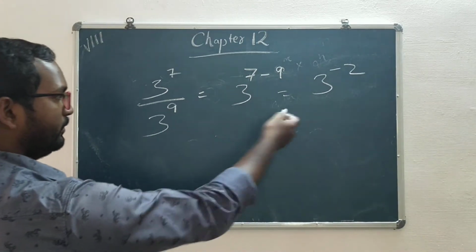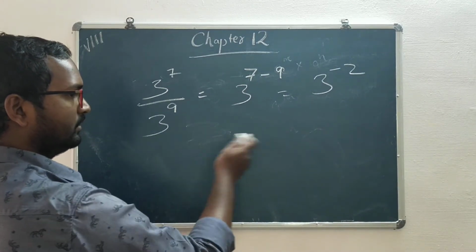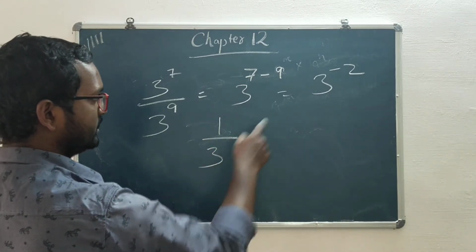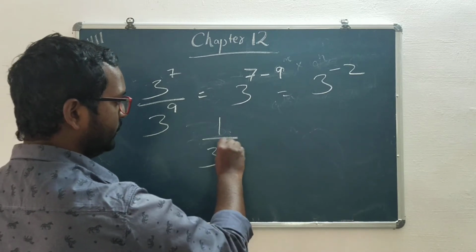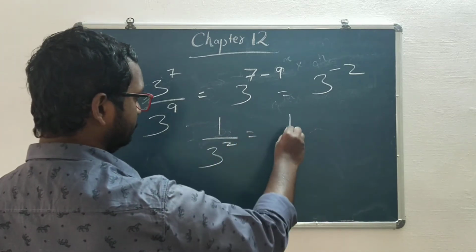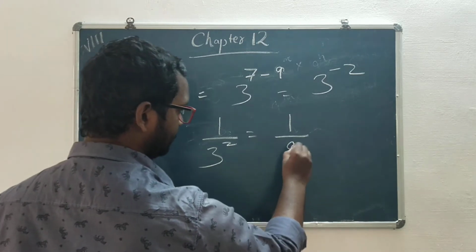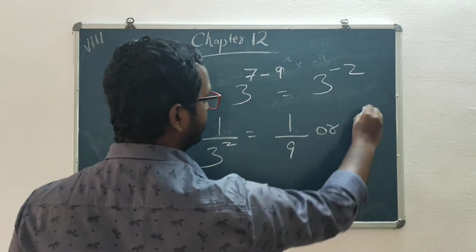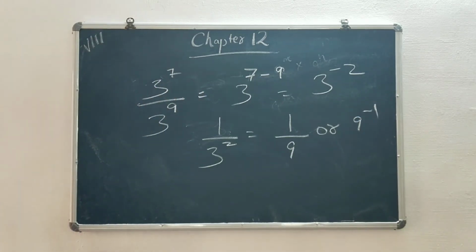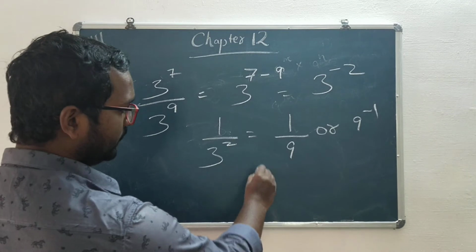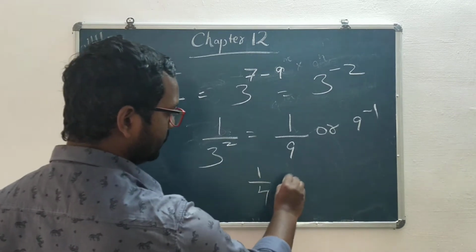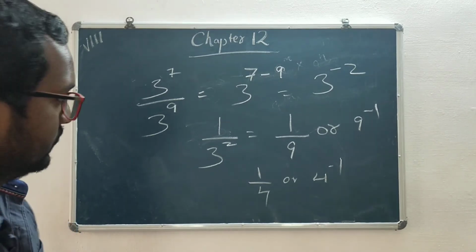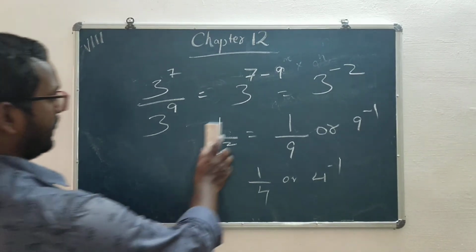Next, 3 power minus 2 can be written as the reciprocal of 3 power 2, which is 1 by 3 power 2, which is equal to 1 by 3 into 3, 1 by 9. So the final answer is 1 by 9 or 9 power minus 1. In the previous question we got 1 by 4, which we can also write as 4 power minus 1. Okay, I hope you are clear with this.